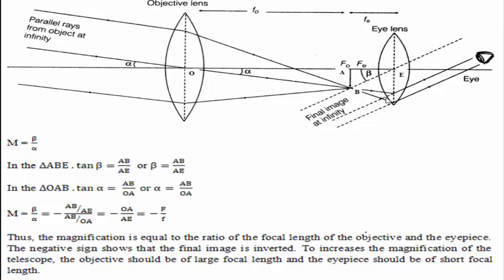To increase the magnification of the telescope, the objective should be of large focal length and the eyepiece should be of short focal length.